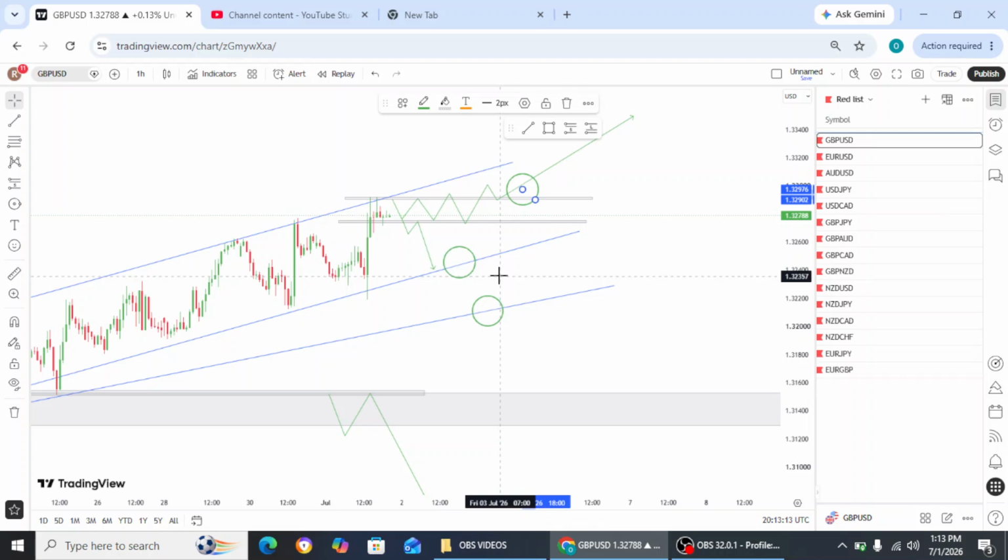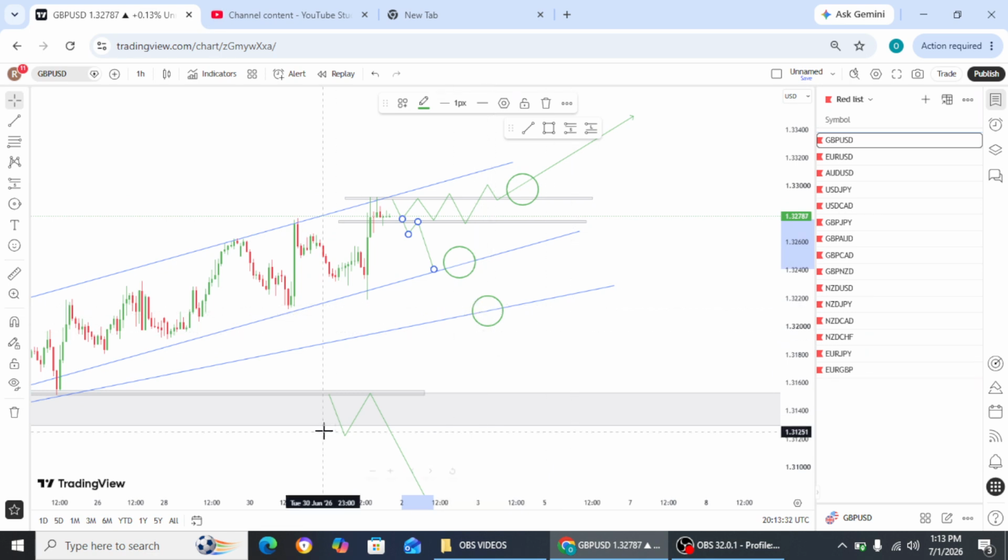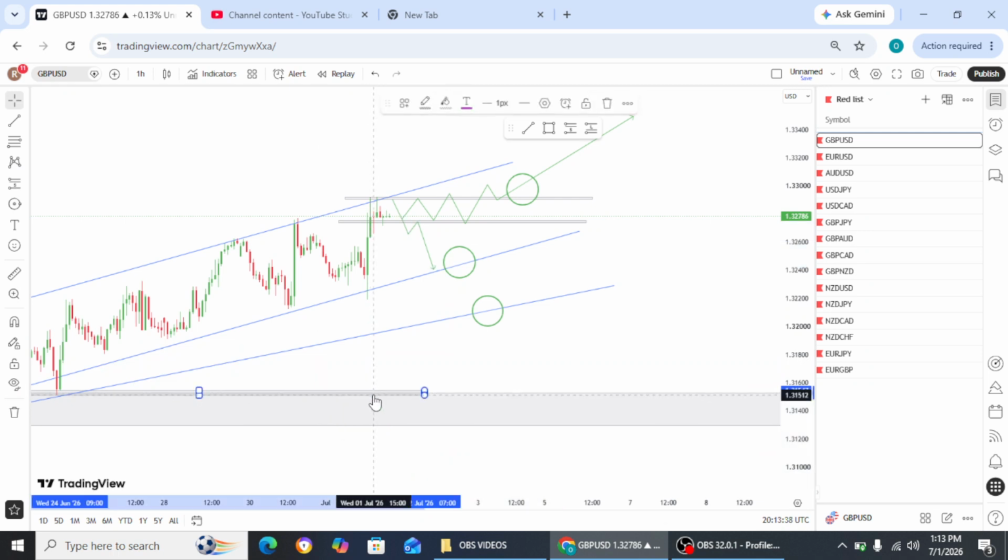So I won't recommend selling this pair for the 2nd of July. Of course, there's a selling opportunity if the market breaks down from this structure and retests it, but I won't be selling. So I'll wait for the market at this level, or at this level, for me to take a trade. Okay, so this is our analysis for GBPUSD for the 2nd of July. This is our trading setup. So let's watch what the market will do.